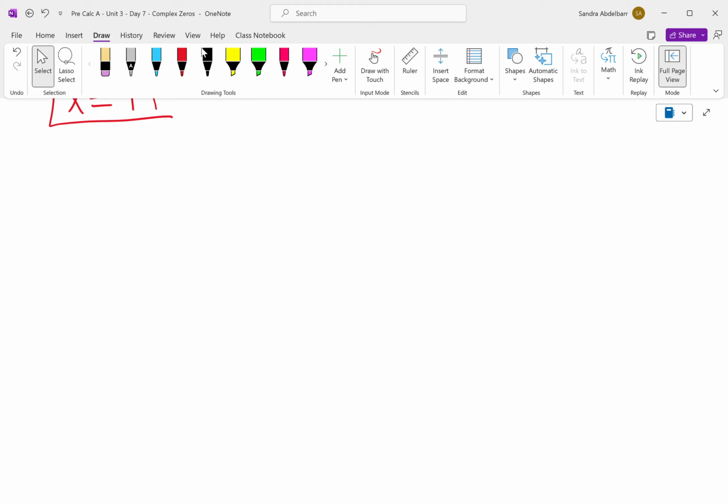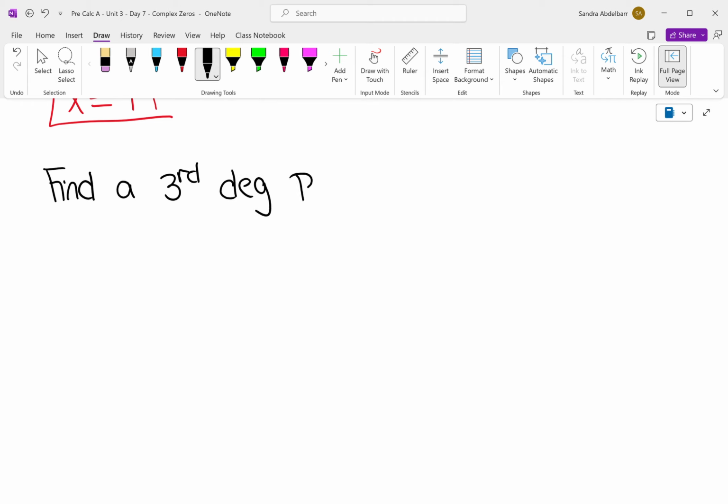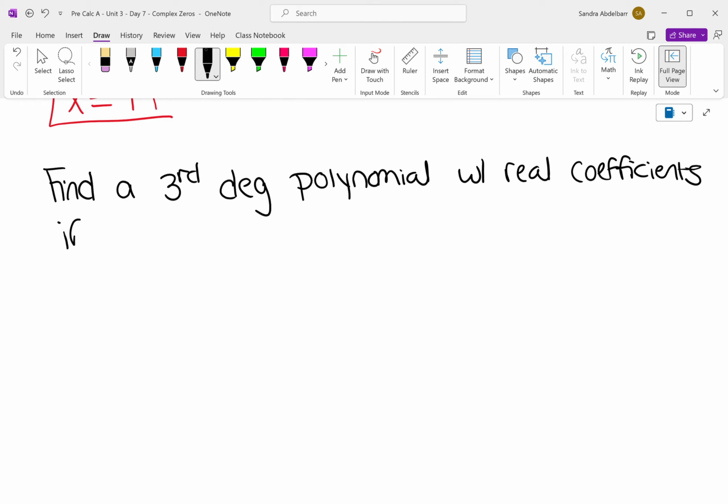Next problem. So I'm going to ask you to find a third degree polynomial with real coefficients if two zeros are 2 plus i and 5.